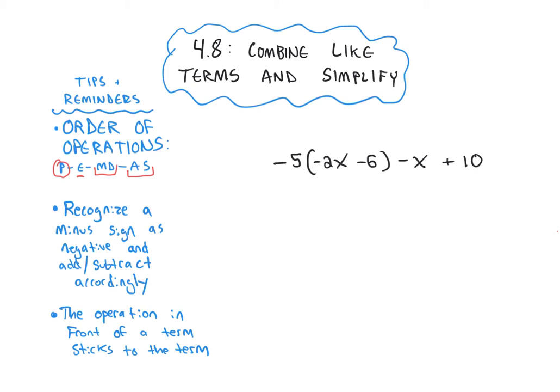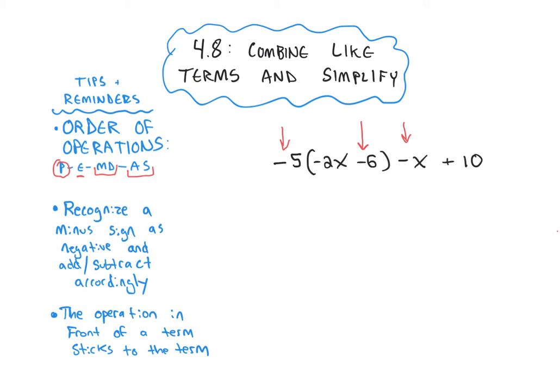Secondly, let's remember to recognize a minus sign as a negative and add or subtract accordingly. So what I mean by that is, like you can see right here, we have a -6, but since we will also be multiplying by our -5, we will need to recognize that minus 6 as a -6. The same could be said for this negative in front of our x term right there.